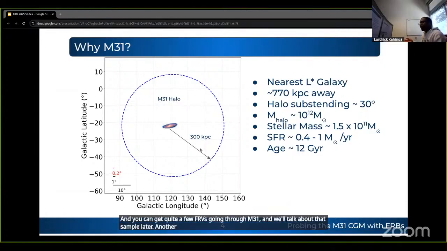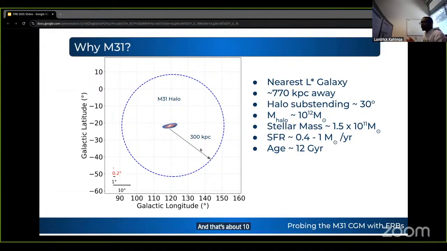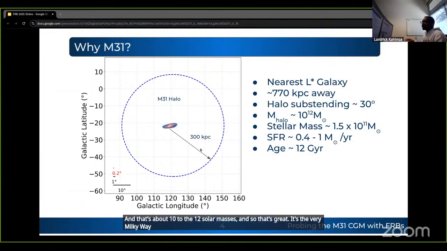Another property that you might want to think about is the mass of the halo. And that's about 10 to the 12 solar masses. And so that's great. It's a very Milky Way-like galaxy, maybe a little bit more massive.